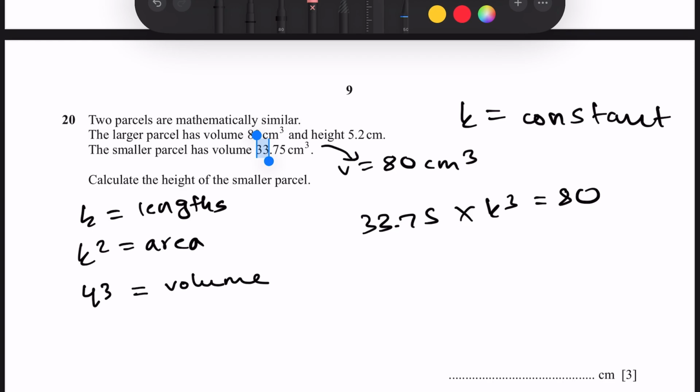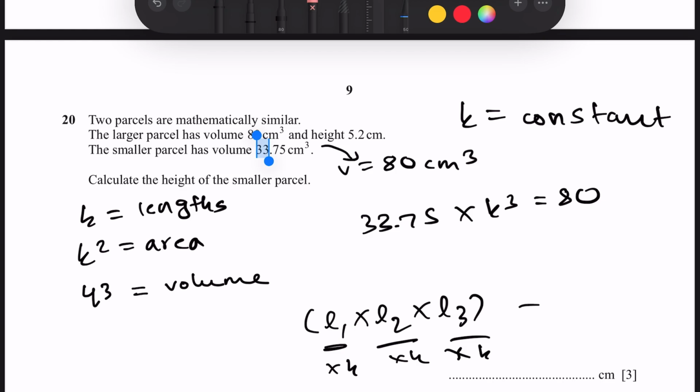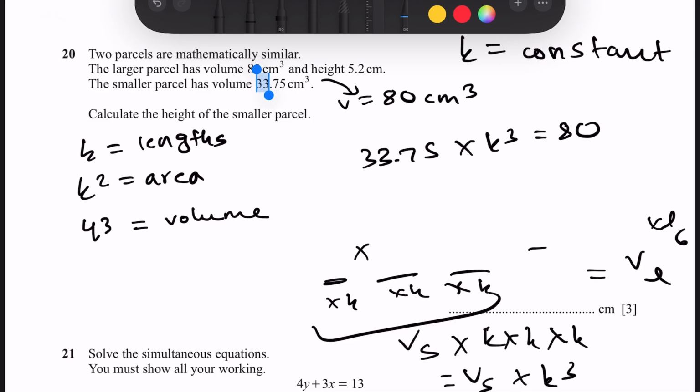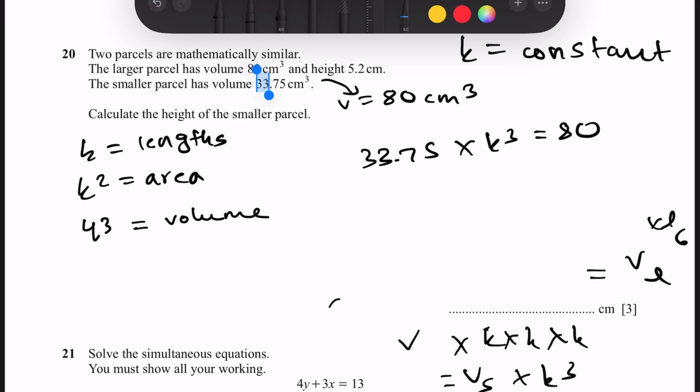If you think about it, the volume would be equal to length 1 times length 2 times length 3. Since each length multiplied by k would be equal to the new length, the length of the larger parcel, let's say L4 times L5 times L6. Since this will be the volume of the larger parcel, this would be equal to the volume of the smaller parcel times k times k times k, which is equal to the volume of the smaller parcel times k cubed. So in this case, 33.75 times k cubed is equal to 80.